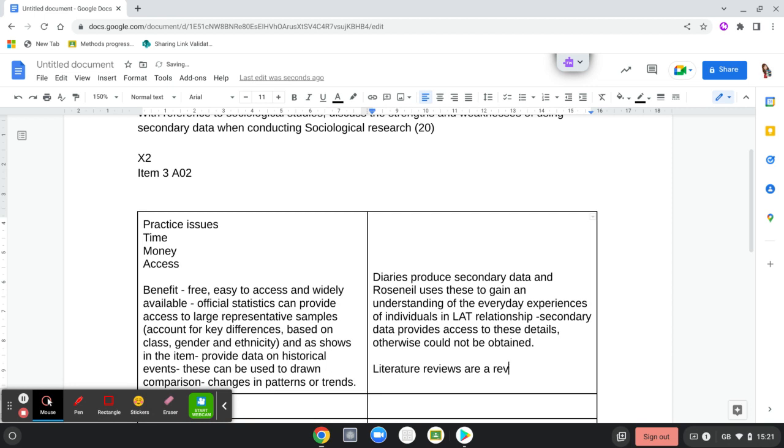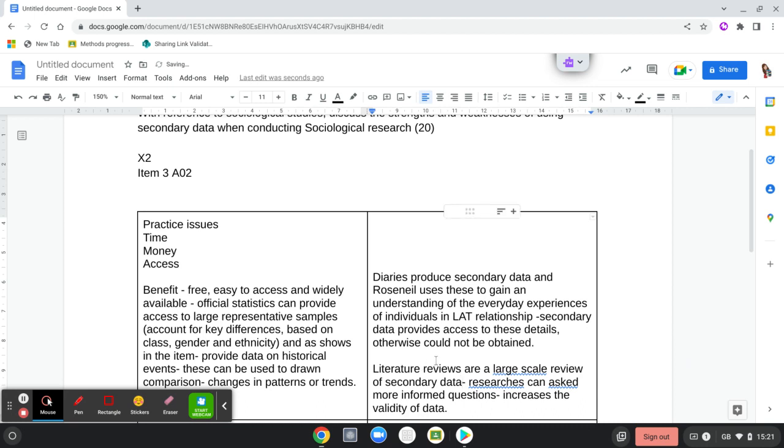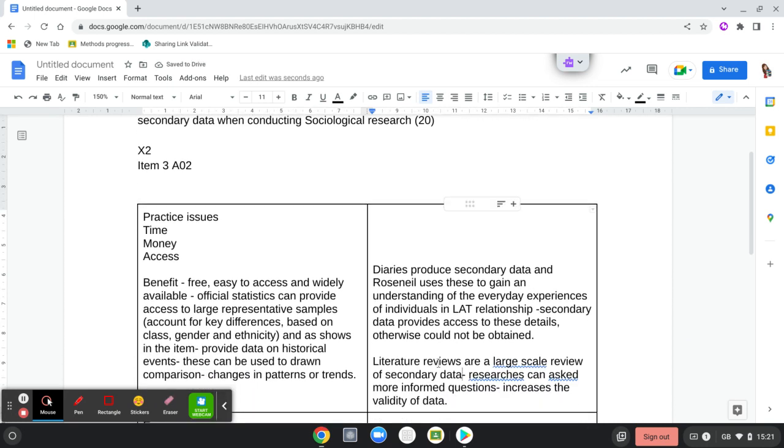Literature reviews are a large-scale review of secondary sources. It means researchers can ask more informed questions, increasing the validity of data. I'm just going to take that a little bit from the 30 marker. I keep saying sources, but the question is data.